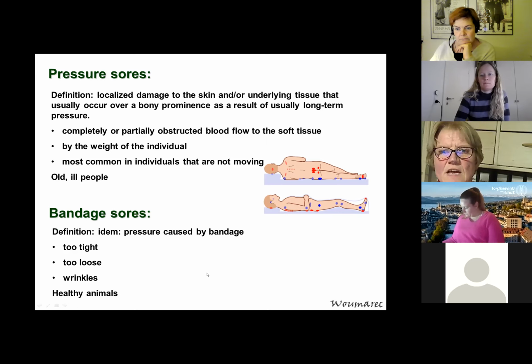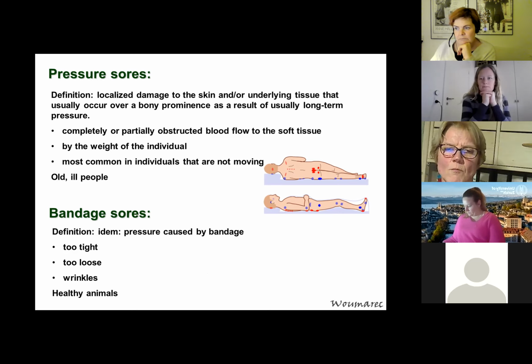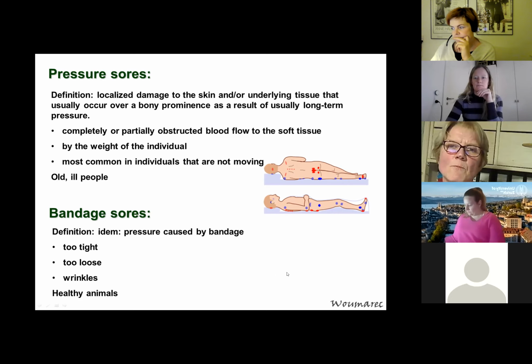The animals that have bandage sores or that have wounds are usually very often healthy animals. So animals after an accident or after biting or a traumatic wound in horses. So we usually have normal healthy animals that only have a wound, and we bandage those wounds and then we create the bandage sores ourselves. So that's a rather big difference between human medicine and veterinary medicine. That will not mean that we do not have the real pressure sores in our animal patients, but not as often as bandage sores.